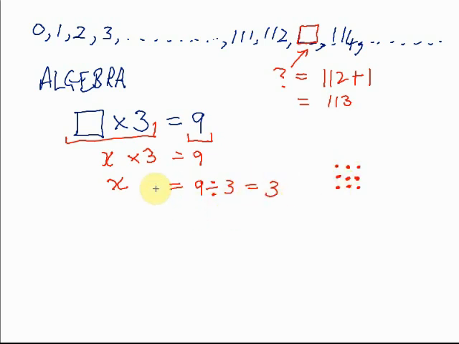So 9 divided by 3, how many lots of 3 make 9? 3 lots of 3. So x is equal to that, which is equal to that, so x must be equal to that. So we have x is equal to 3.